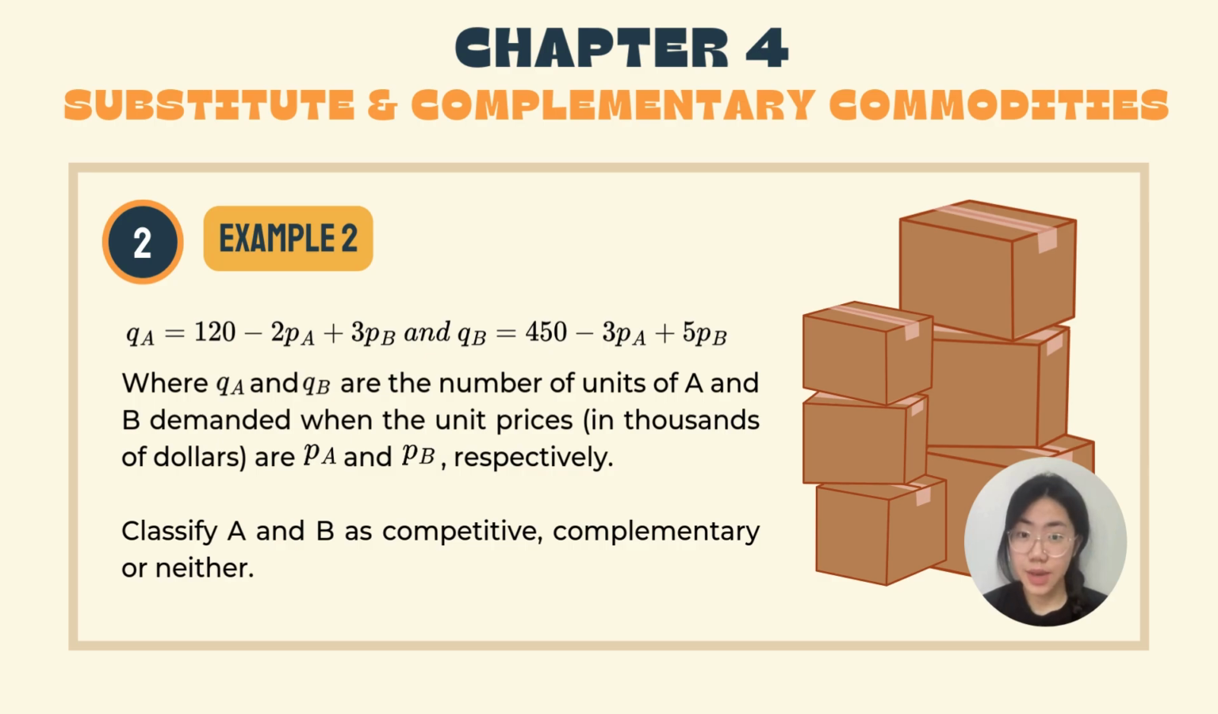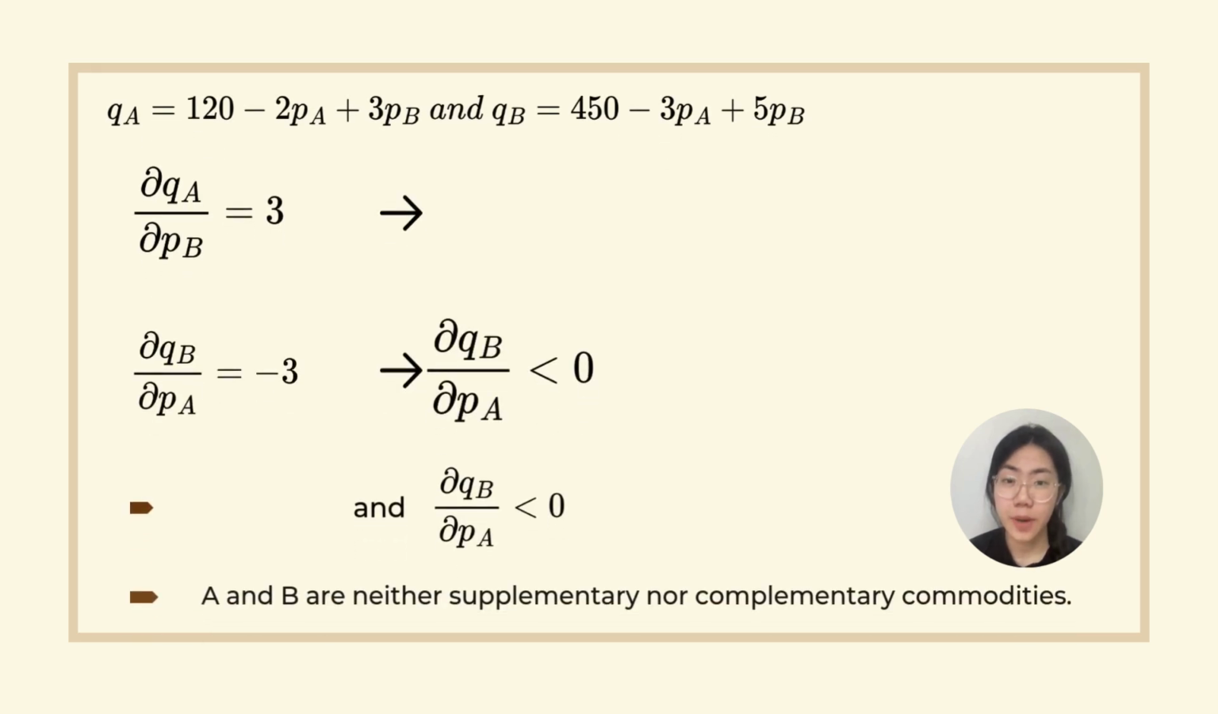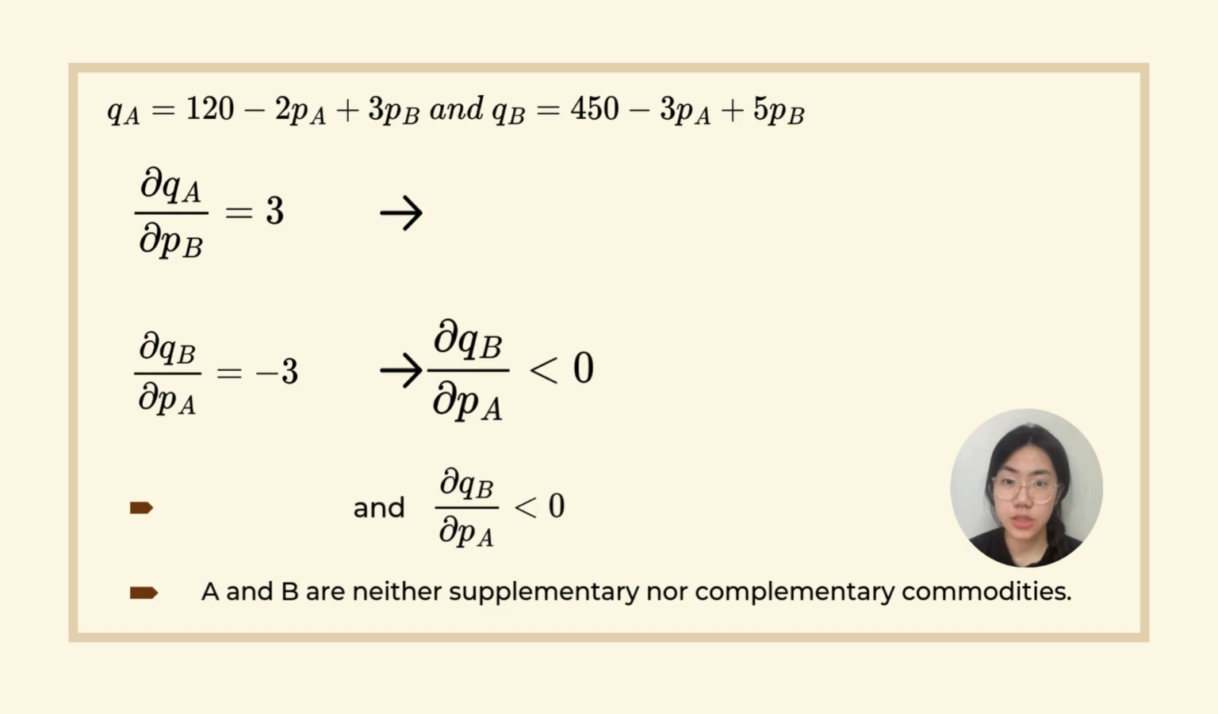Moving to the next example, just like the previous one, here we need to compute the partial derivatives of these two demand functions to classify A and B products as competitive, complementary, or neither commodities. So let's compute the partial derivatives of these two demand functions. The first one, the marginal demand of product A with respect to the price of B is 3, which means that when the price of product B increases, the demand for product A also increases.